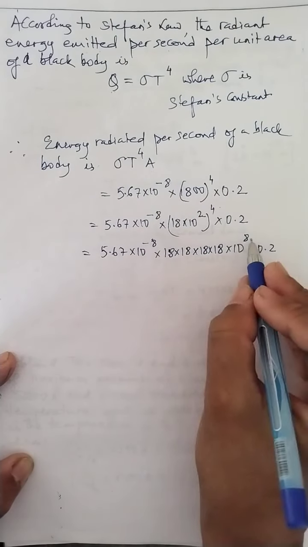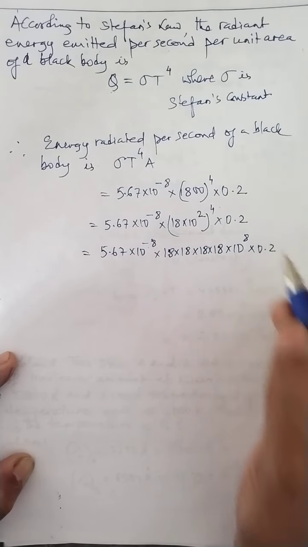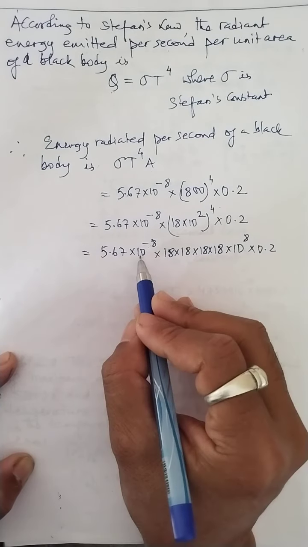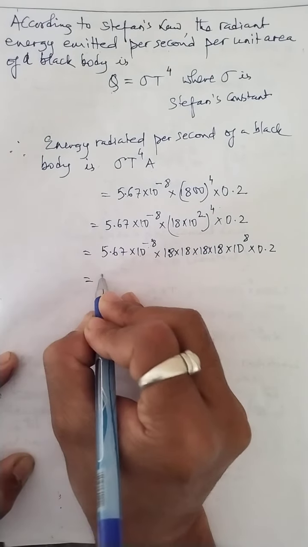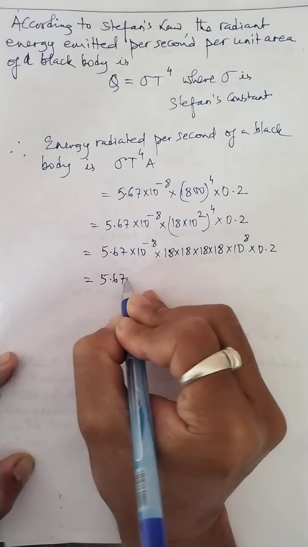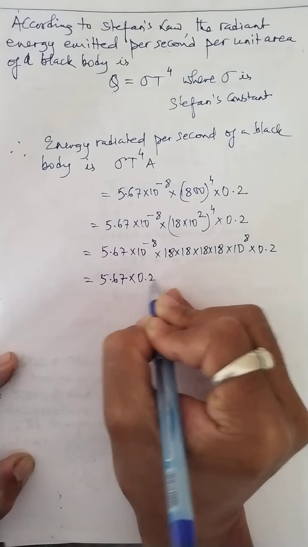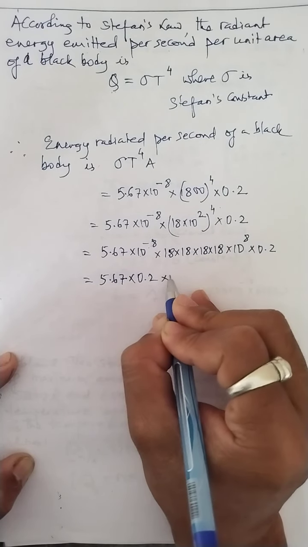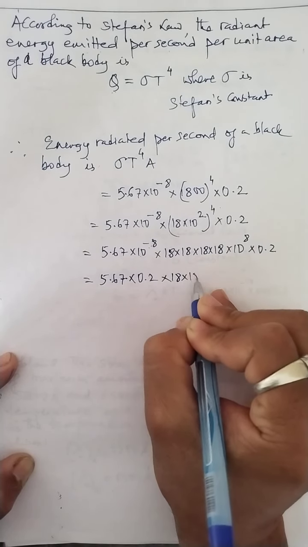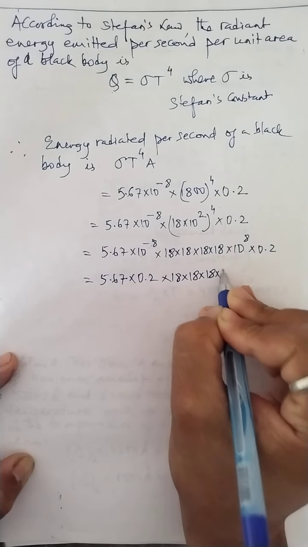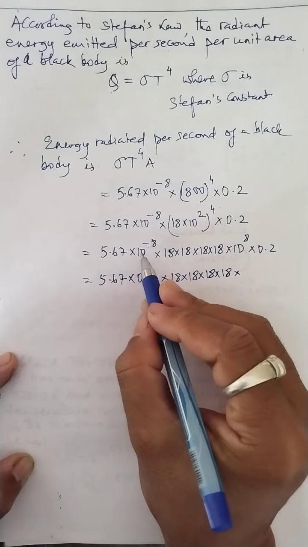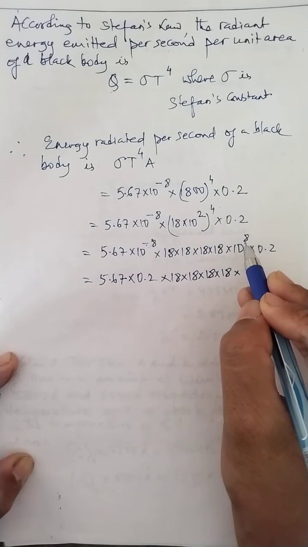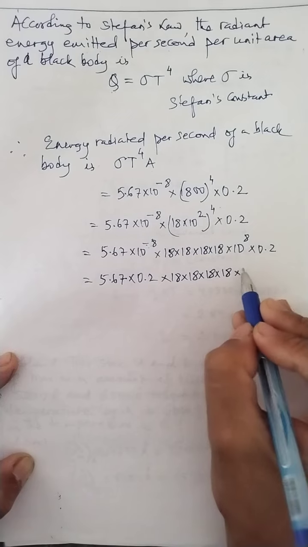Now this power minus 8 and plus 8 become what? 0. Minus 8 plus 8 means 0, means 10 to the power 0. So it will be 5.67 into 0.2. So this is 0.2. Then there are how many 18s? 4 18s. 18 into 18 into 18 into 18. And definitely 10 to the power minus 8 and 10 to the power plus 8 means minus 8 plus 8 becomes 0, and any base 10 to the power 0 means 1.